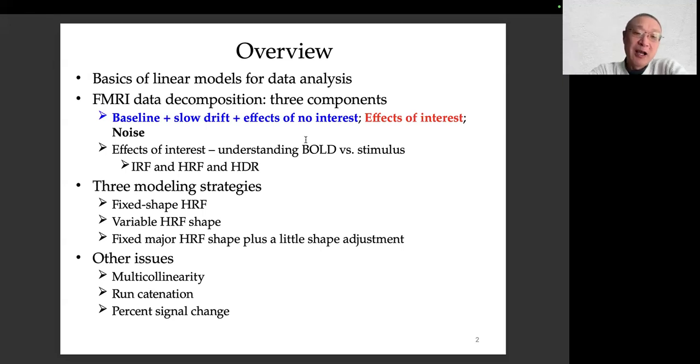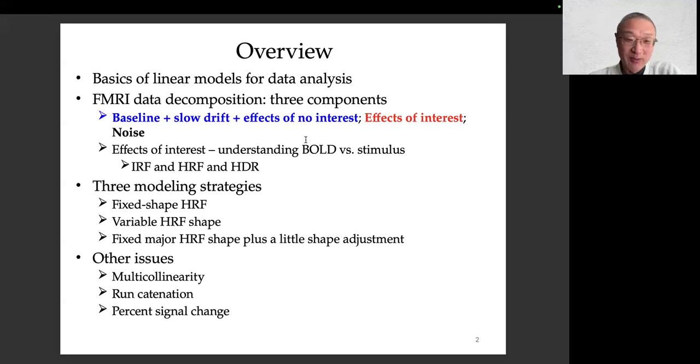So that is what some people call the impulse response. Assume there's a short event, like pushing a button, then presumably the BOLD signal will have some sluggish response. That specific shape is currently called a canonical HRF. So that's a typical approach. That's pretty much what almost everybody uses. But that approach has some caveats.